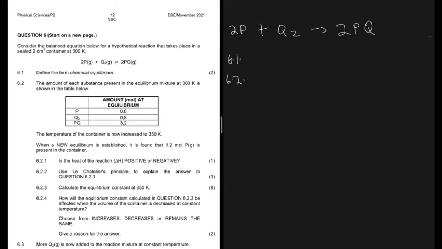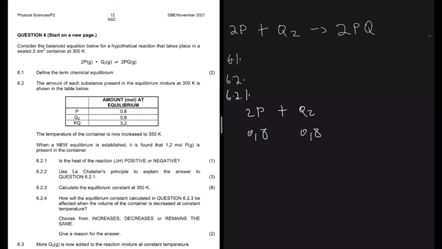And then it goes on to say the temperature of the container is now increased to 350 kelvins. When a new equilibrium is established, it is found that 1.2 moles of P is present in the container. And then 6.2.1 says, is the heat of the reaction positive or negative? So at our initial equilibrium, the amount of the reactants, 2P and Q2, it's 0.8 and 0.8 moles, right?